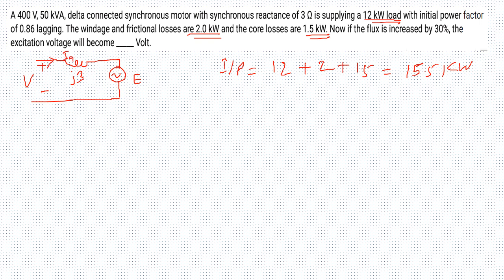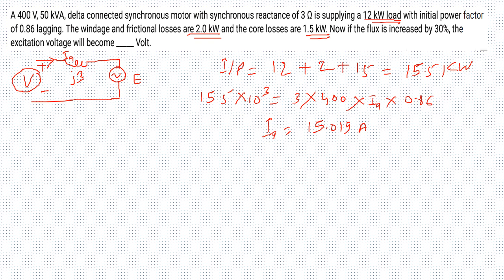Now we have the input power, so we can calculate the current, because the input voltage is also given, which is 400 volts. We use the formula for power: 15.5 into 10 power 3 watts is equal to 3 into V, where V is 400, into IA, which we have to calculate, into the power factor, which is 0.86. Calculating IA from here, we get IA as 15.019 amps.